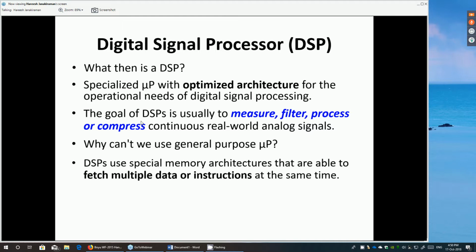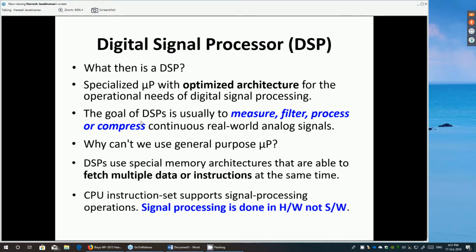So DSPs use special memory architectures that enable fetching multiple data or instructions at the same time. Many of you in the audience will be familiar with operations like FIR filter, finite impulse response filter, or IIR filter, or fast Fourier transforms. So the instruction set and the architecture of a DSP enable all these operations to be done in hardware, not in software.